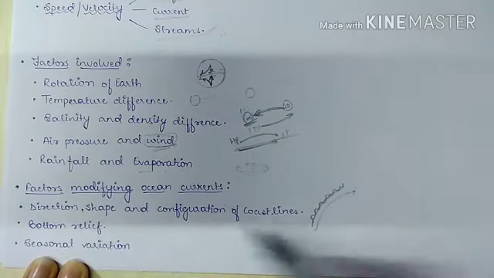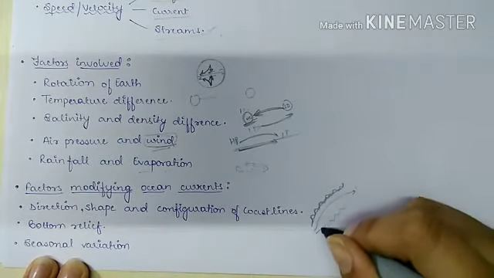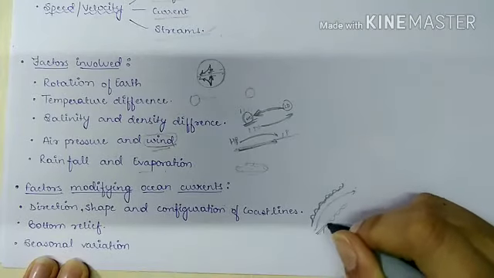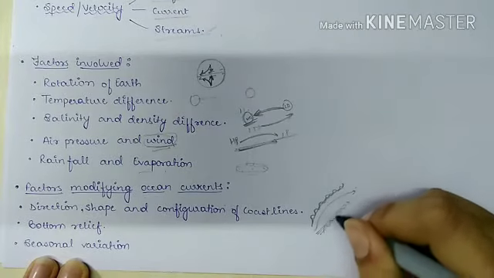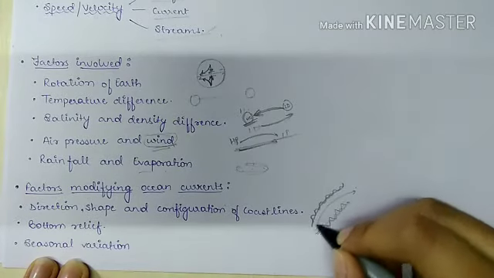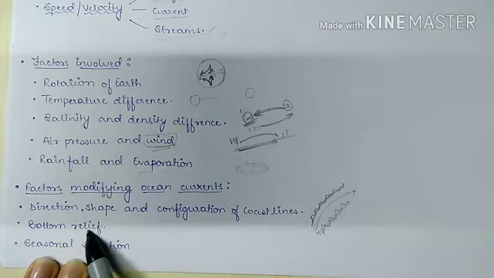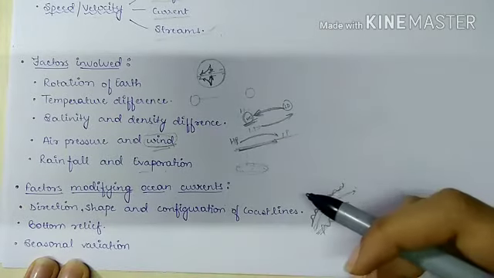Next we have bottom reliefs. So bottom reliefs actually come as a breaker, or we can say they act as a hindrance in the movement of water, and because of them the velocity of the current decreases.